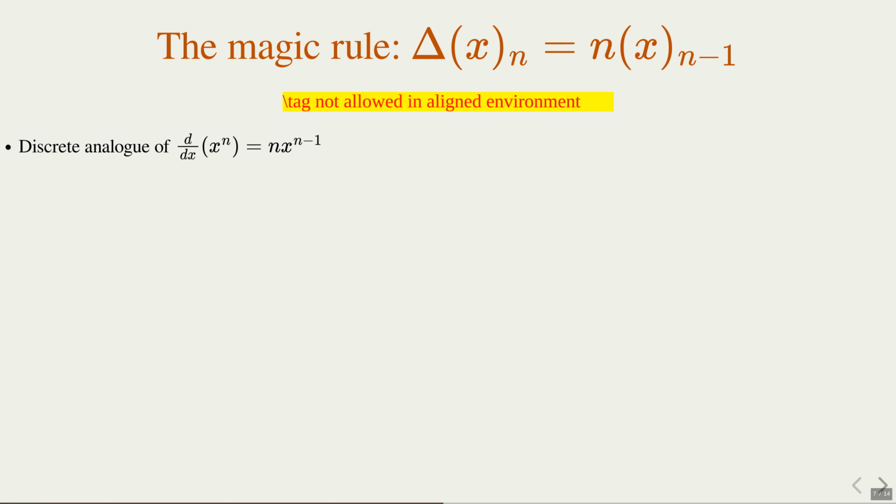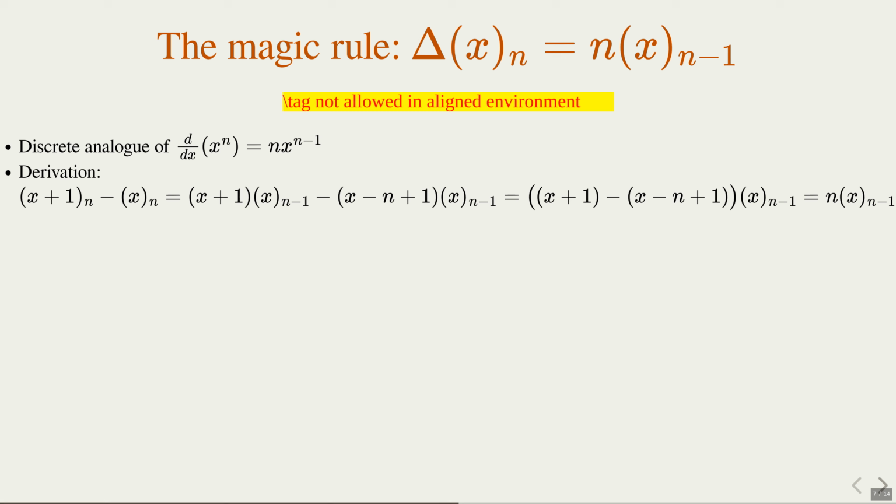Why does shifting x to x plus 1 make it collapse so cleanly? Because the two products are almost identical. When you write the product at x plus 1 and subtract the product at x, nearly all factors match, and the difference leaves exactly n copies of the shorter product.